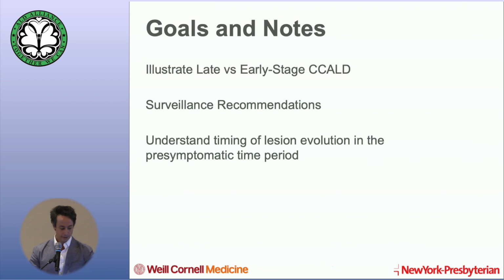And really, I wanted in 30 minutes or less, just have a couple of goals. Really want to illustrate late versus early stage CCALD. Talk through the surveillance recommendations, and I look forward to the questions about how we go about doing MR surveillance. I'm generally the person who represents the group of people who are responsible for the imaging every 6 months. And this last point, I've been thinking a lot about it, understanding timing of lesion evolution in the pre-symptomatic kids. How much time do we really have?